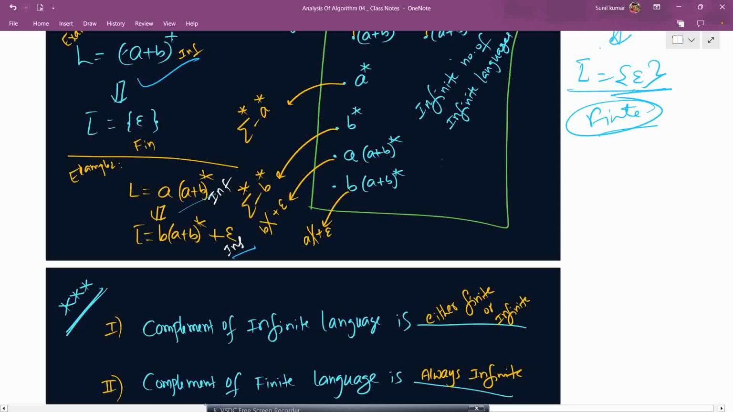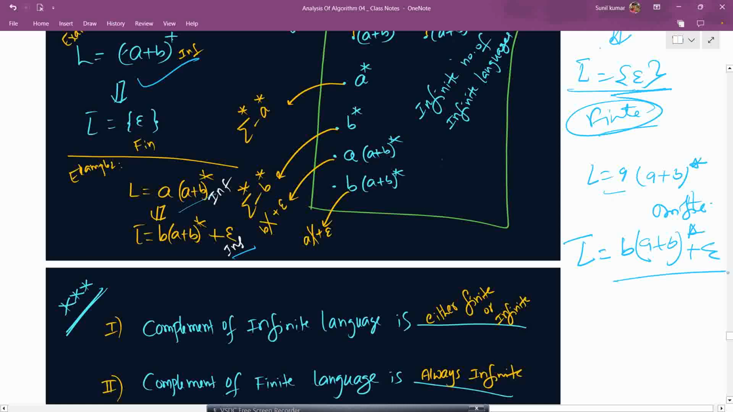Let's take some example, a plus b star. This is an infinite language; it can generate infinite strings. But if we take the complement of this infinite language, first of all, all strings start with b or not, and epsilon is also not in here. So this is also infinite. So we can say the complement is either finite or infinite for this, right?